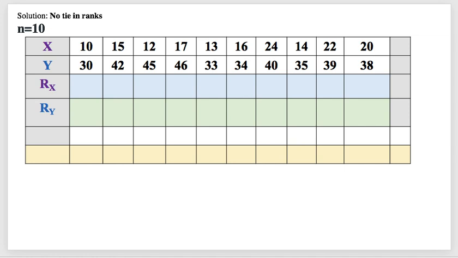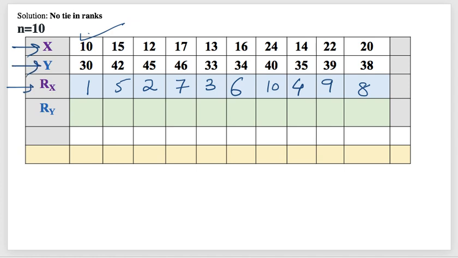Let's begin with the X variable first. I have decided in this question to rank in increasing order. That means I will give 1 to the lowest entry. In this X data, 10 is the lowest entry, so I'll give it rank 1, then 12 gets 2, 13 gets 3, 14 gets rank 4, 15 gets rank 5, after 15 there is 16, so 6, then 17 is 7, after 17 we have 20, so it will be 8, then 22 is 9, and the last one is 24, which is 10. So we got a 1 to 10 ranking for X.